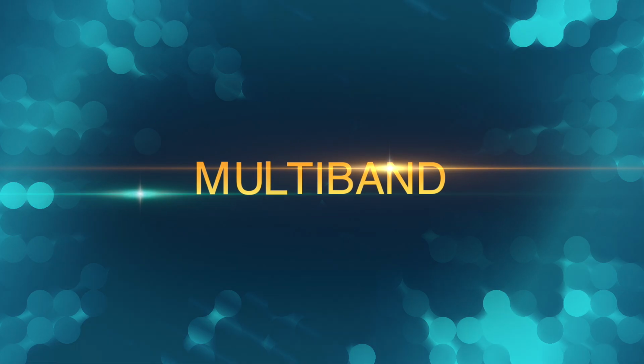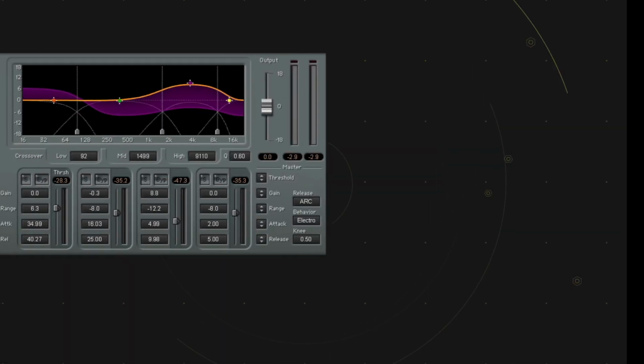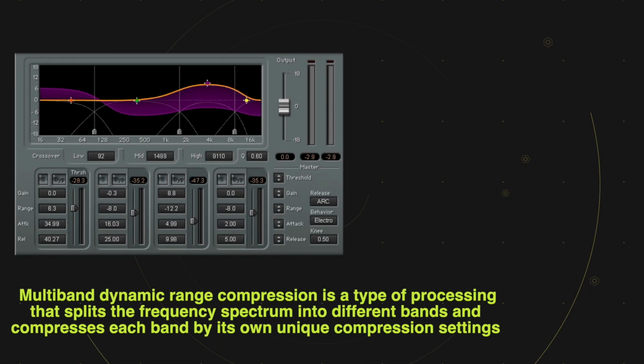Multiband compressor. What is multiband compression? Multiband dynamic range compression is a type of processing that splits the frequency spectrum into different bands and compresses each band by its own unique compression settings.